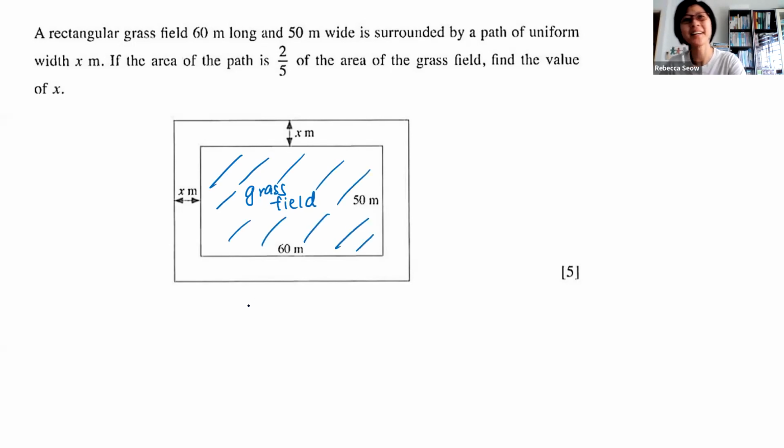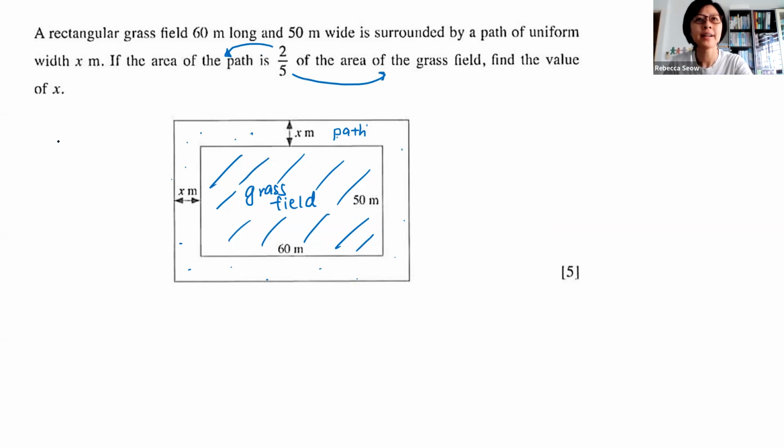Good to identify where things are. So the path is by the side. Yeah, this is the path. Let me just label it. The area of the path is 2/5 the area of the grass field. Okay, so in terms of the area of the path, 2 units would go to it and 5 units would go to the area of the grass field.